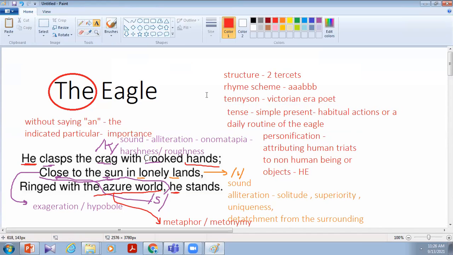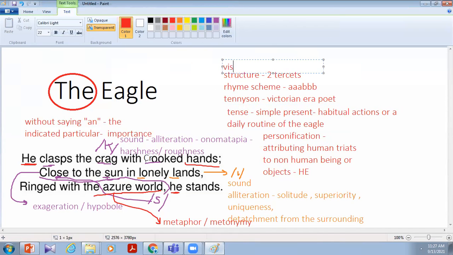Just read it again. He clasped the crag with crooked hands. You can see another technique is visual imagery. You find two kinds of images here, visual and auditory, right? Because you can hear, I told you we have some sound devices like alliteration, consonance, and also onomatopoeia. So you can find imagery, which is visual imagery, and auditory imagery, right?